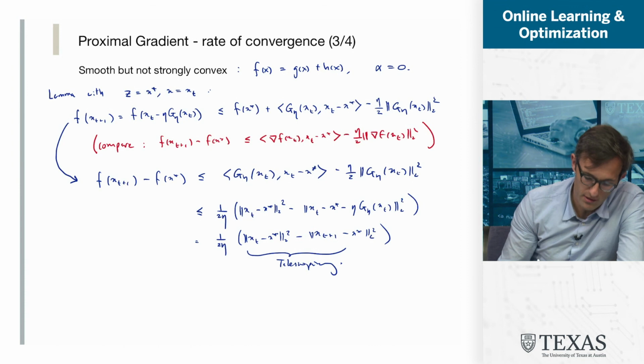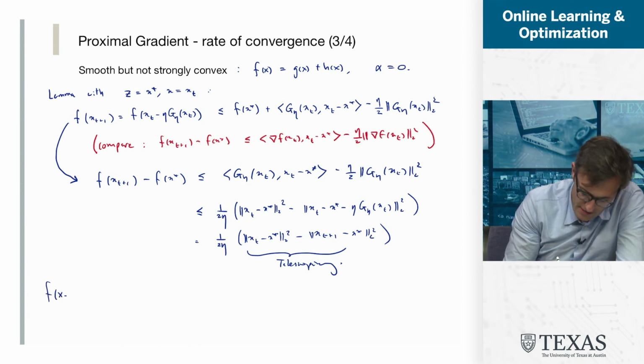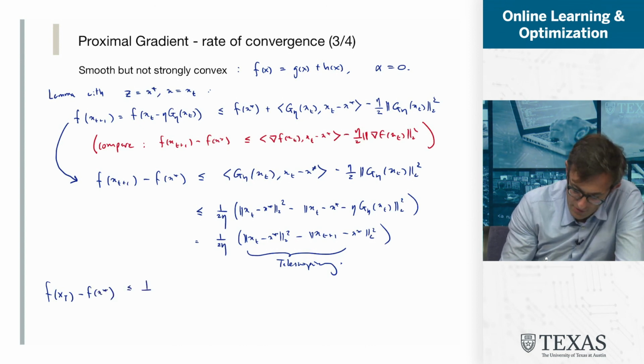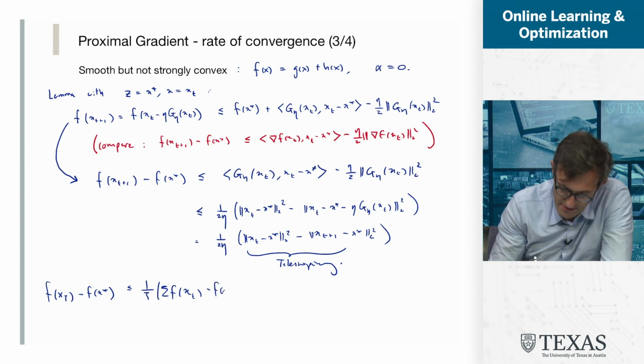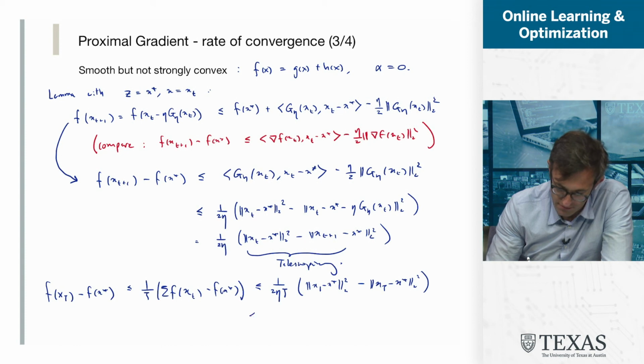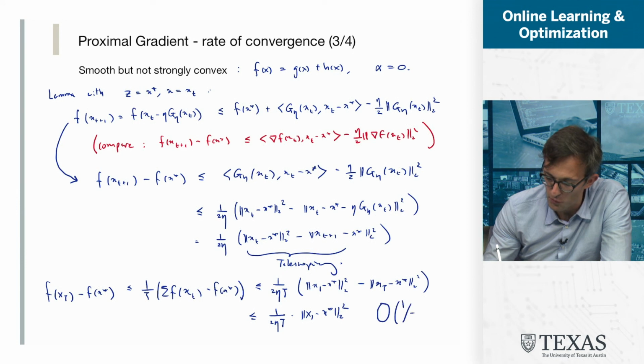Exactly what we've seen before. So we find that if we sum f of xt minus f of x star from 1 to t and divide by t, 1 over t times the sum of f of xt minus f of x star is less than or equal to 1 over 2 eta t times the first term in the sum minus the last term in the sum: x1 minus x star squared minus xt minus x star squared. We drop the last term and we get our result: 1 over 2 eta t times x1 minus x star squared. This is order 1 over t convergence.